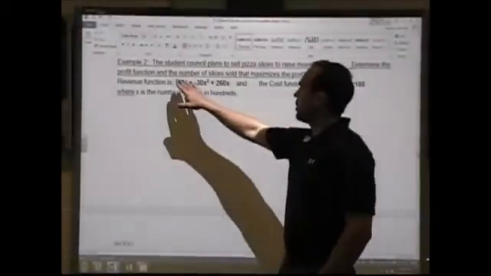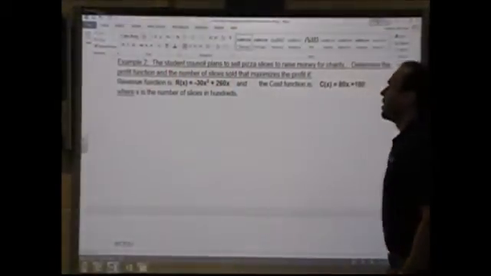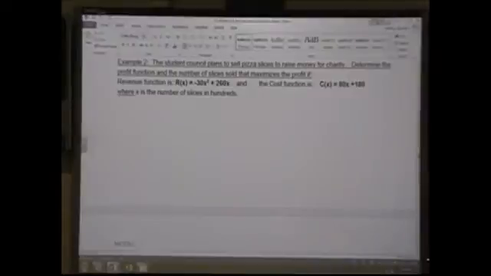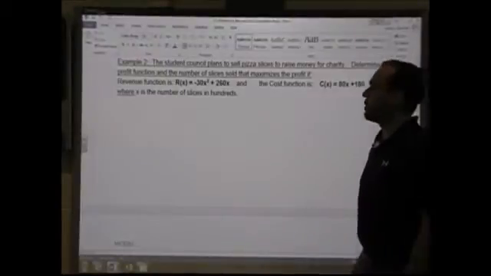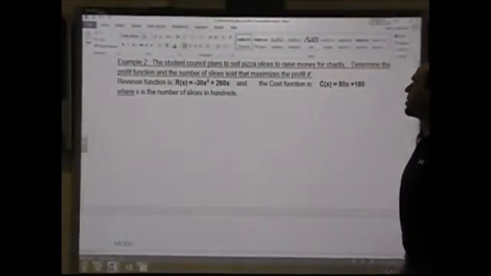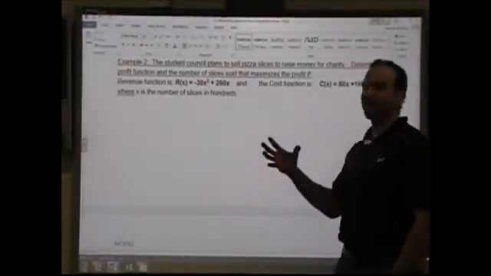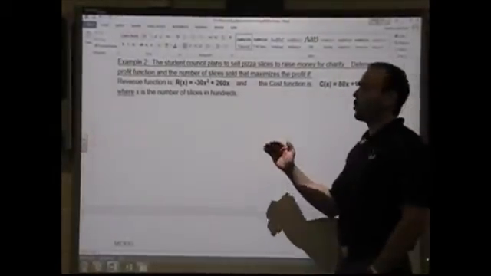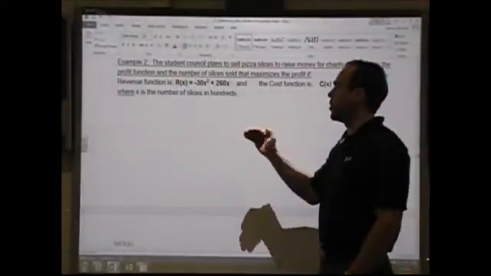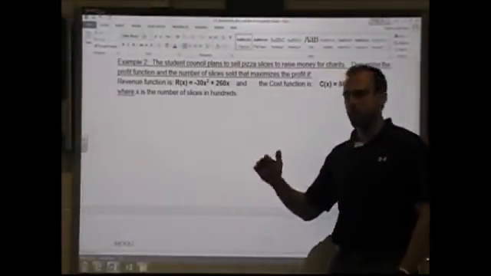Okay, example 2. The student council plans to sell pizza slices to raise money for charity. Determine the profit function and the number of slices sold that maximizes the profit. So we have to maximize the profit. Remember, whenever we're looking for a maximum or minimum, we are looking for the vertex.